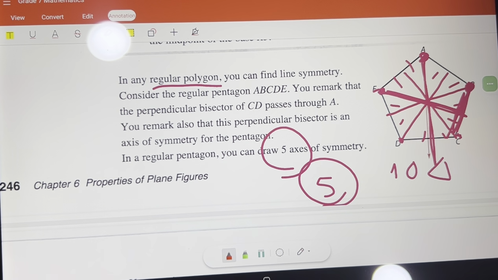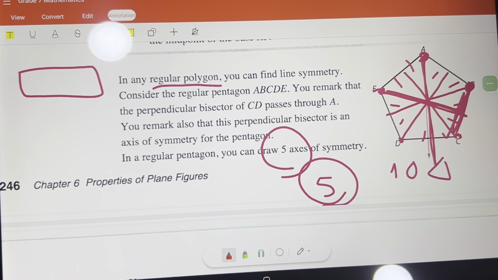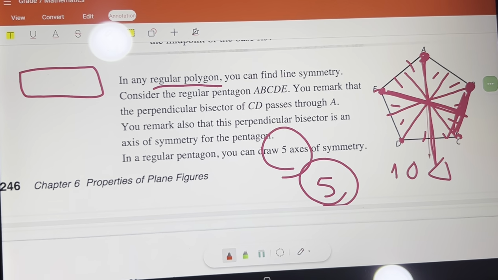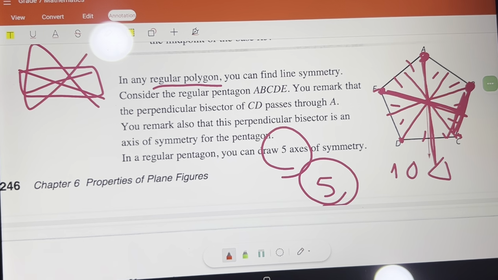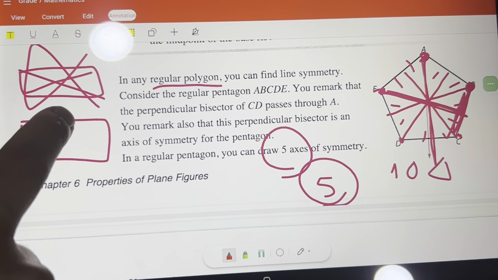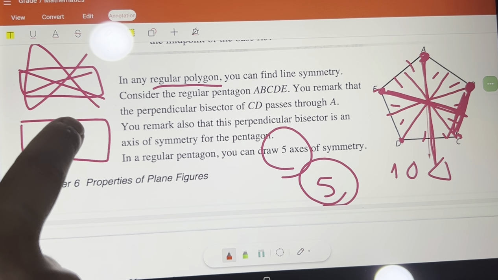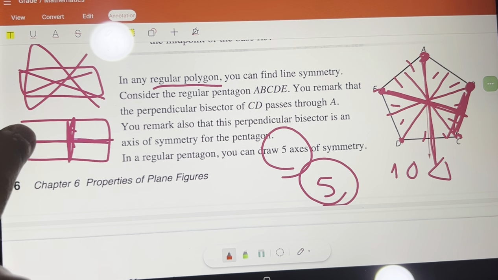What about a rectangle? A rectangle can have only 2 axes of symmetry. Now, some students will draw like this, 1 and 2. Be careful, this is wrong, because when you fold it, they will not overlap each other. So in a rectangle, I have 2 lines of symmetry. One like this, when I cut it, it will make halves. And the one on the other side will also make halves.